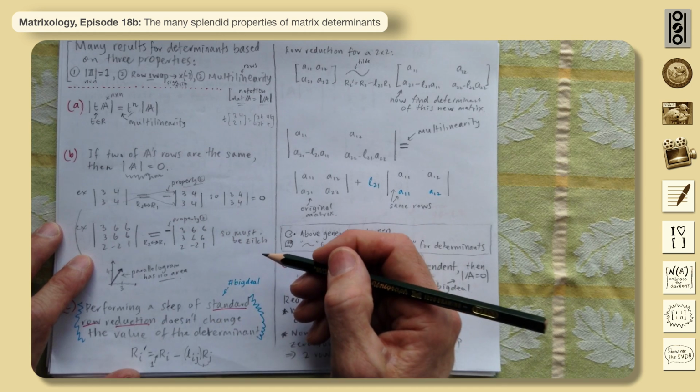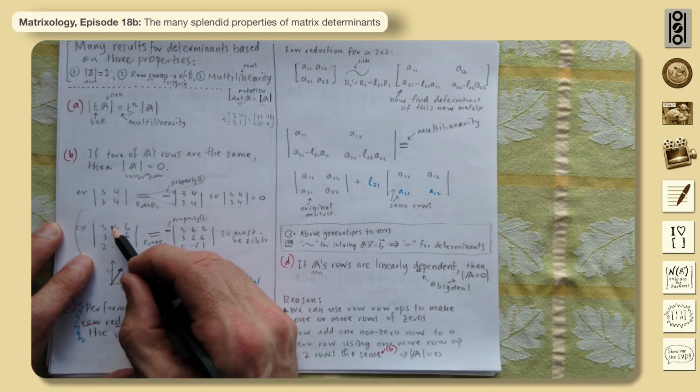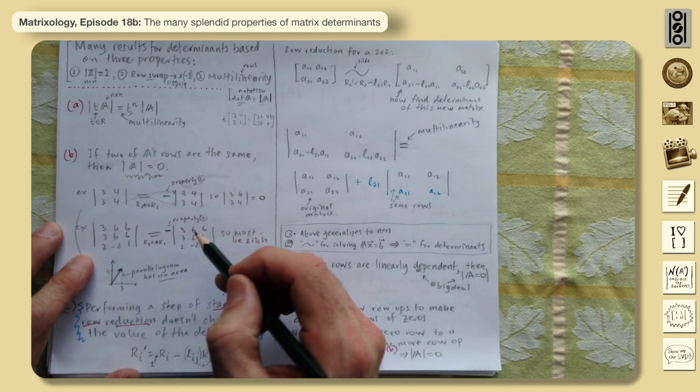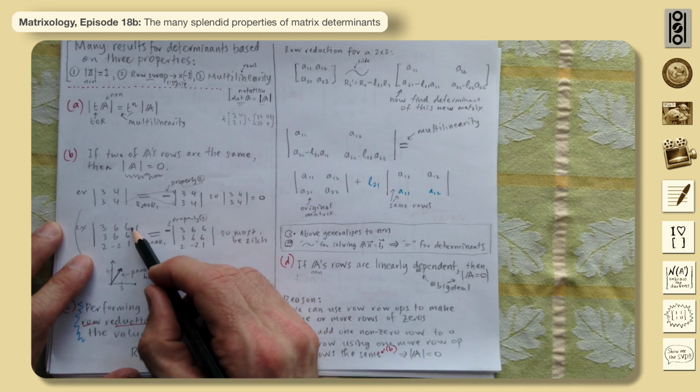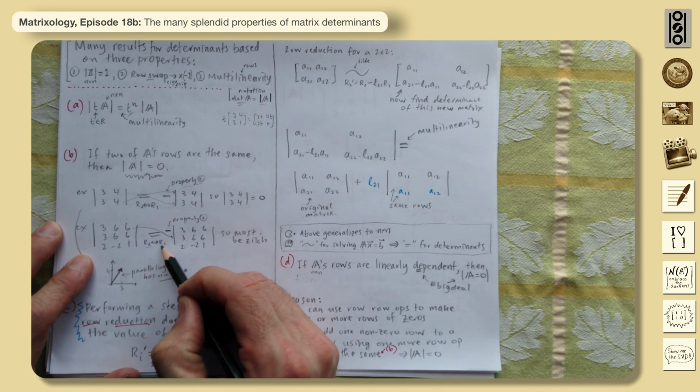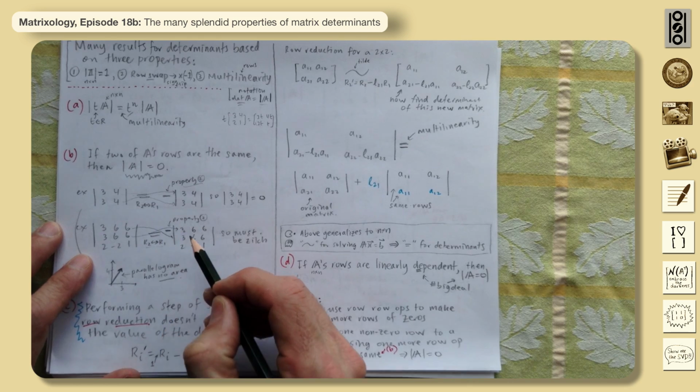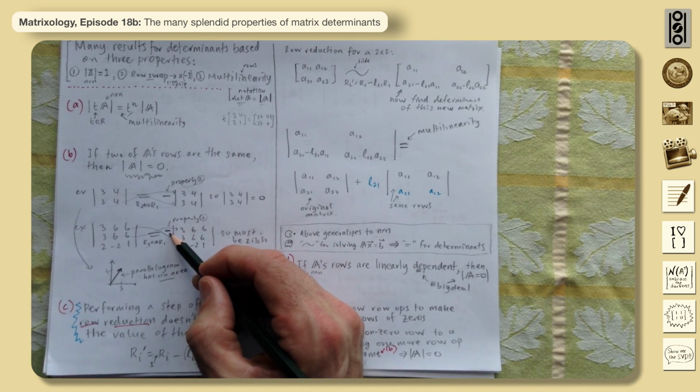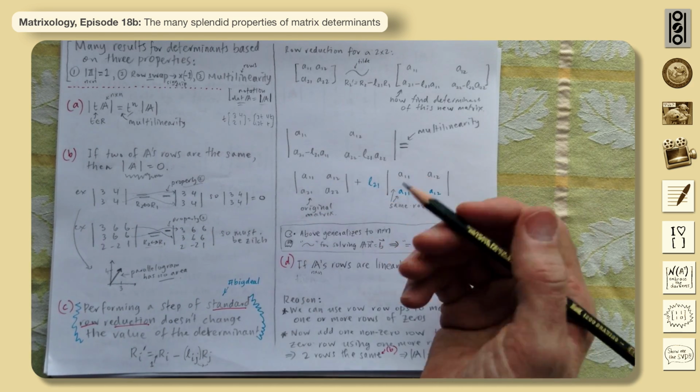So here's a 3 by 3 example. 3, 6, 6, 3, 6, 6. The third row is different, but we can again do this, right? So we swap row 2 and row 1. We introduce a minus sign, it's our rule, so again it has to be 0.